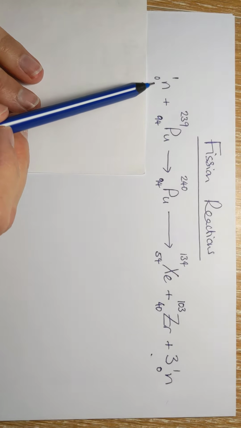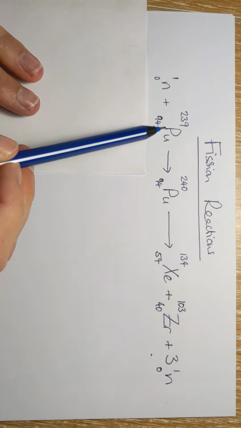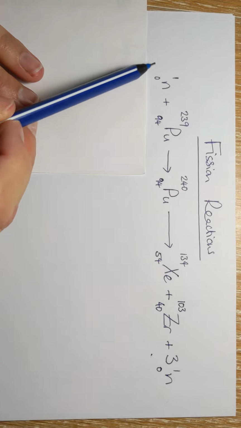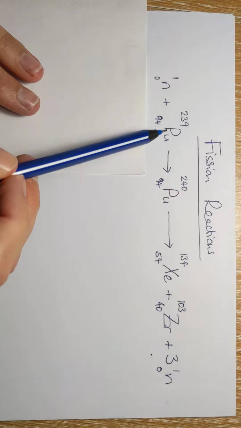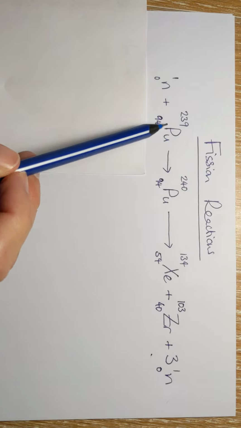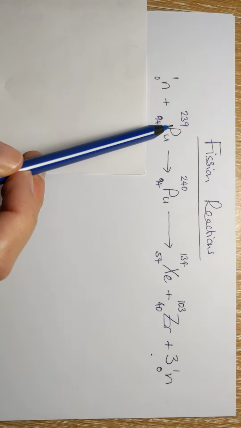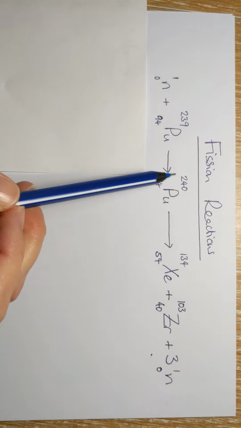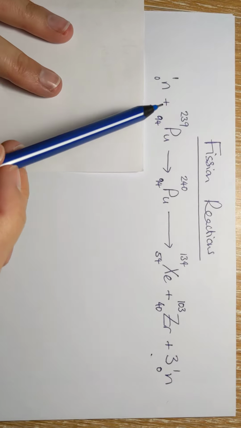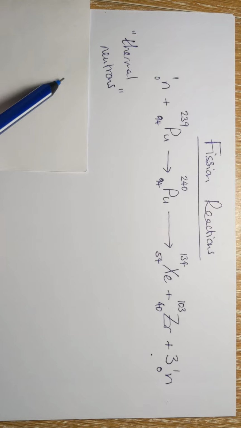To do that, we're going to fire neutrons at it, but if these neutrons are moving too quickly, they'll just bounce off. So they need to be moving relatively slowly so that they can actually be taken in. They can react with the nucleus and be taken in by the nucleus and form plutonium-240. And we've got a special name for these slow-moving neutrons. We call them thermal neutrons.